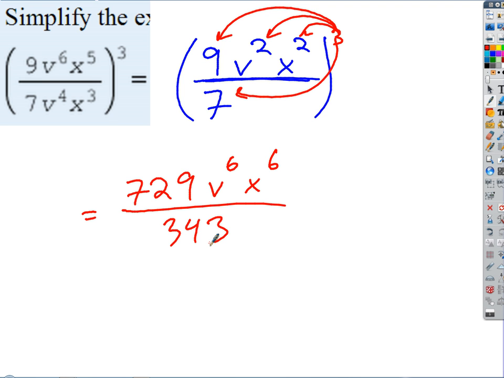Okay, can we go any further? That's it, isn't it? Now, how do we know we can't reduce 729 over 343? Simple. Because you can't reduce 9 over 7. 729 is built only from 9s. 9 times 9 times 9, right? 343 is built only from 7s. 7 cubed. So if 9 over 7 doesn't reduce, 9 cubed over 7 cubed can't reduce either. Right? Okay? Questions? All right.